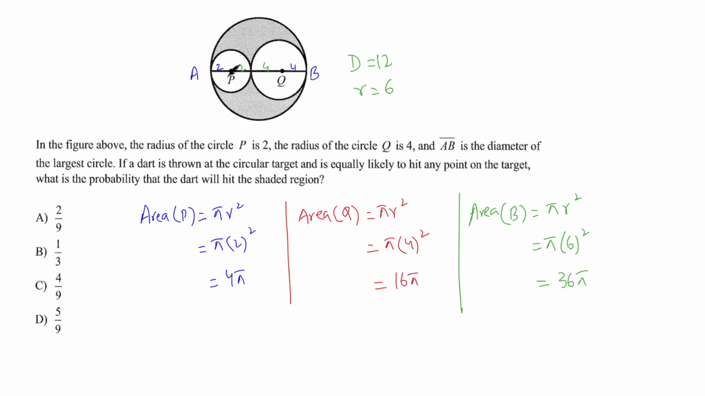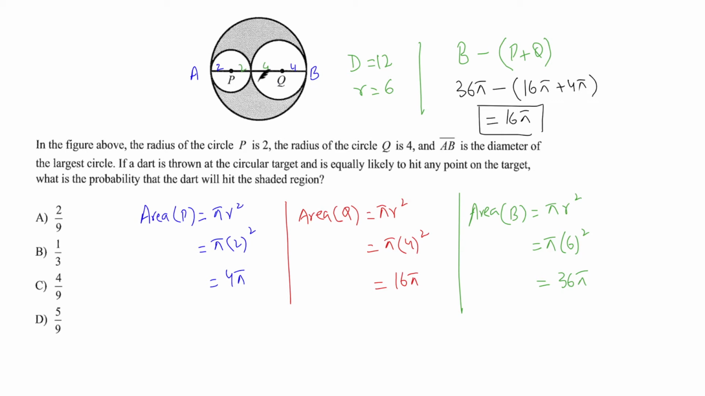So how can we calculate the shaded region? That is basically the area of the bigger circle minus these two smaller circles added together, and we will get the area of the shaded region. B minus P plus Q. Basically, I'm talking about their areas. Please remember that. So let's do the math here. B is 36 pi minus, we have got 16 pi plus 4 pi. That gives us 36 minus 20, which is 16 pi. So that's the area of this shaded region, but we are not done yet.